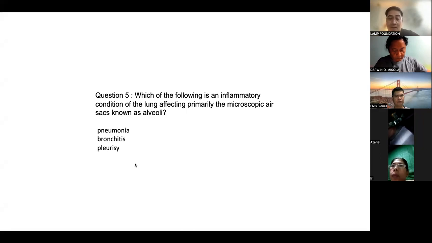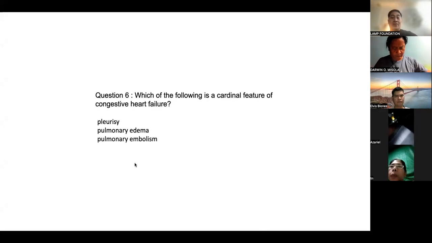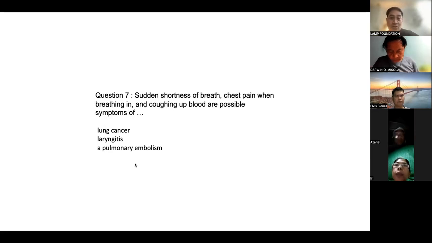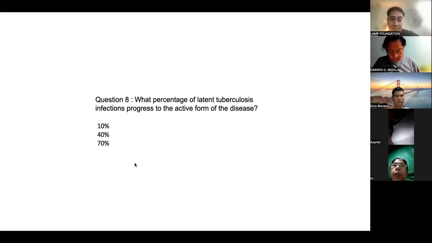Which of the following is an inflammatory condition of the lung affecting primarily the microscopic air sacs known as alveoli? Pleurisy. Which of the following is a crucial cardinal feature of congestive heart failure? Pulmonary edema. Sudden shortness of breath, chest pain when breathing in, and coughing up blood are possible symptoms of a pulmonary embolism. What percentage of latent tuberculosis infections progress to the active form of the disease?